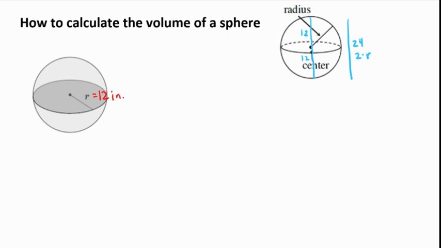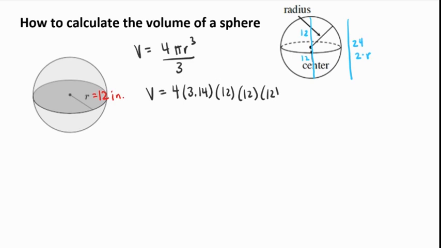So for volume of a sphere, we're using the formula 4 pi r cubed divided by 3. And just like the other formulas, we're just plugging in the numbers we know. So the 4 just comes down. Pi is 3.14. And so we're doing r cubed, so that's the radius 3 different times. So r times r times r. So if my radius is 12, I have 12 times 12 times 12. And then I divide by 3.